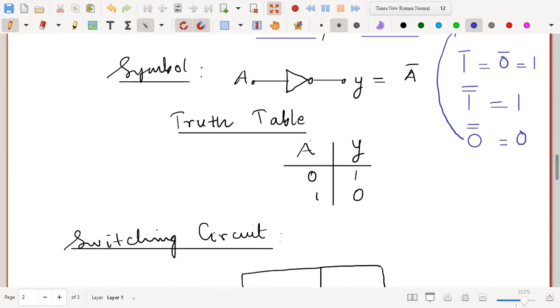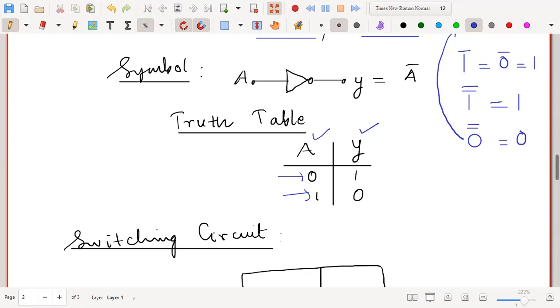Based on this, we can draw the truth table. In the truth table, we will have only one variable as the input, that is A, and Y as the output. A can have two values, 0 and 1. So when the input is 0, output is 1, and when the input is 1, output is 0. This is a very simple truth table.